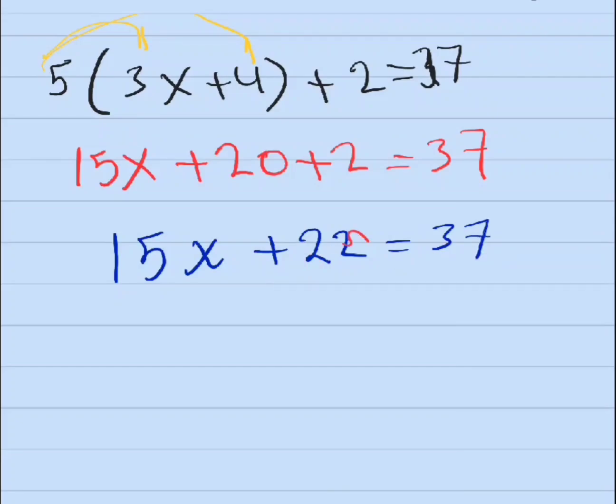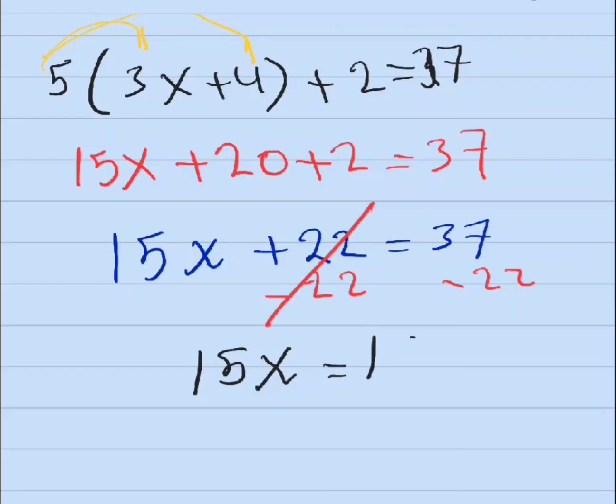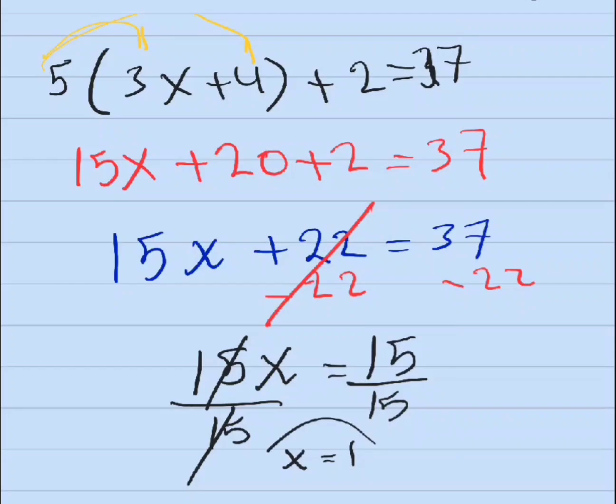Now our next step is to subtract both sides by 22. 37 minus 22, that's 15. So now all we need to do is divide both sides by 15. 15 divided by 15 is 1. And so that's going to be our answer. x is equal to 1.